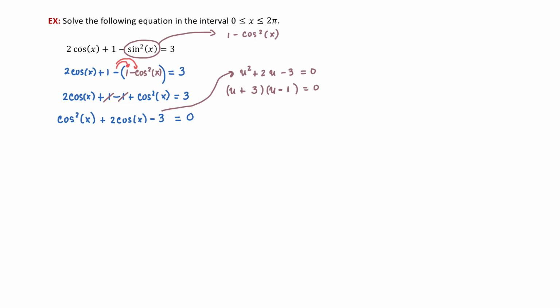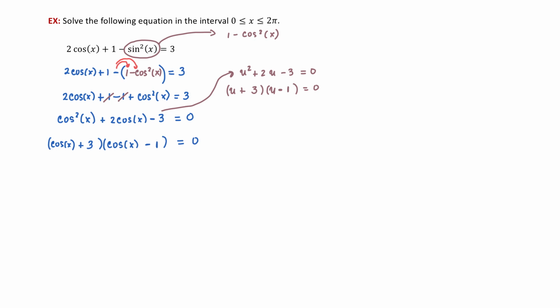Nice. So now that I have factored the quadratic, I will bring back the expression for cosine. So I will replace u with cosine. So here are my two factors. I'm going to have here cosine of x plus 3, and then over here, I'm going to have cosine of x minus 1. Okay, so that's looking very good.